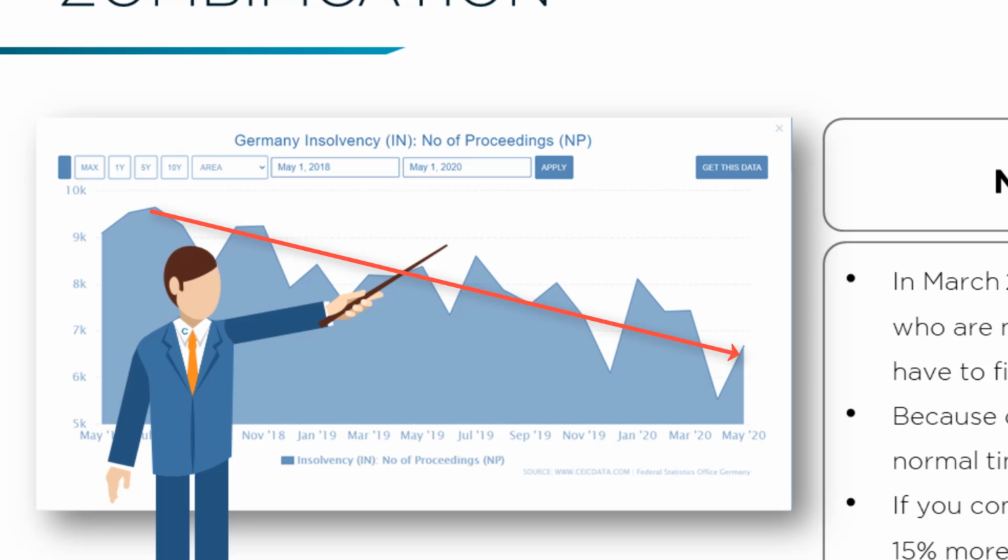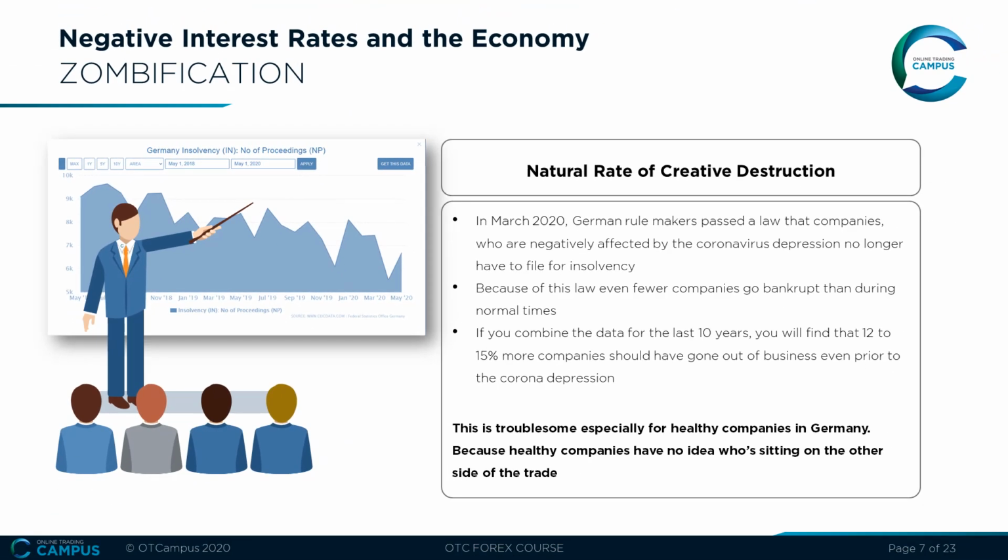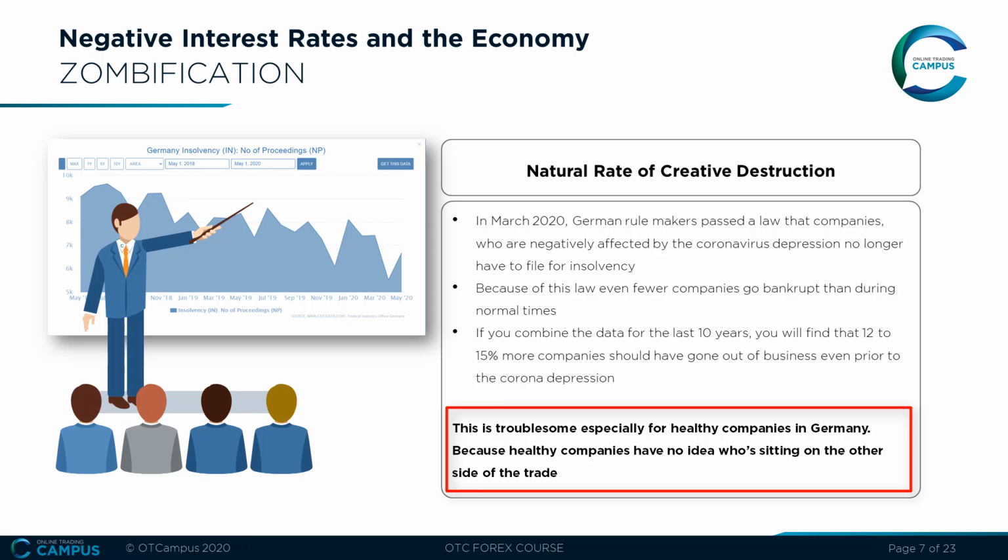The trigger of the worst economic depression since World War II, and actually fewer companies file for bankruptcy than even a year ago, with the major decline coming after March. The latest data is not yet published, but according to the Federal Statistics Agency, this trend continued until August with even fewer cases. This is troublesome, especially for healthy companies in Germany as well, because healthy companies have no idea who's sitting on the other side of the trade.